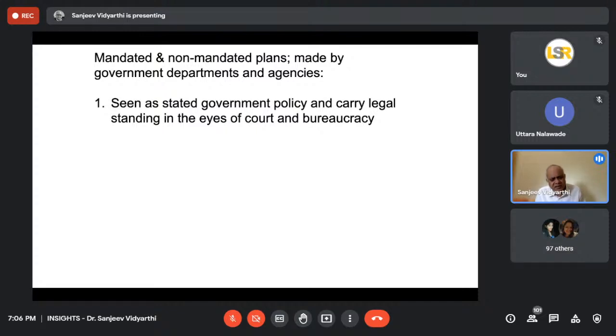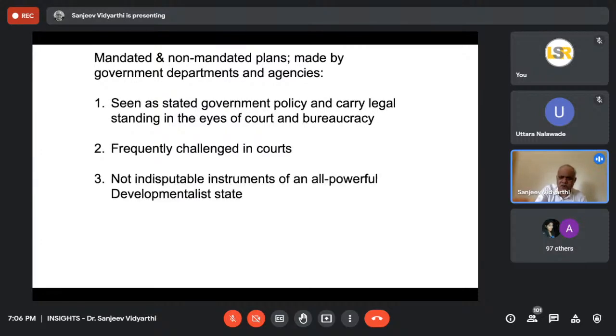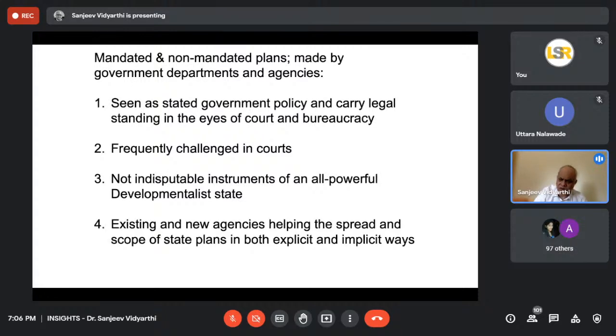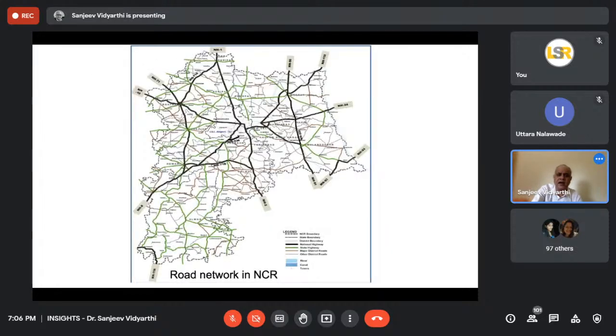For example, a plan for irrigation, a plan for forest areas, a plan for tourism. So these plans are important. They carry legal standing. They are very frequently challenged in courts, and this process keeps going. There are both existing agencies and then there are new agencies that the government has set up to make these both mandated and non-mandated plans.